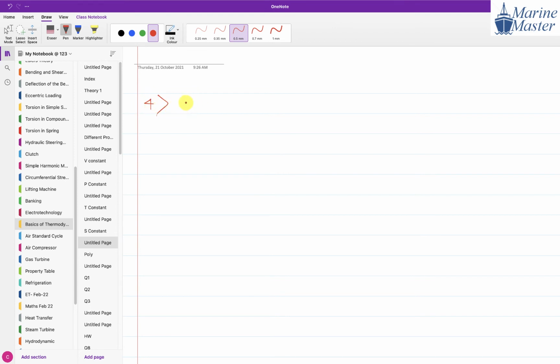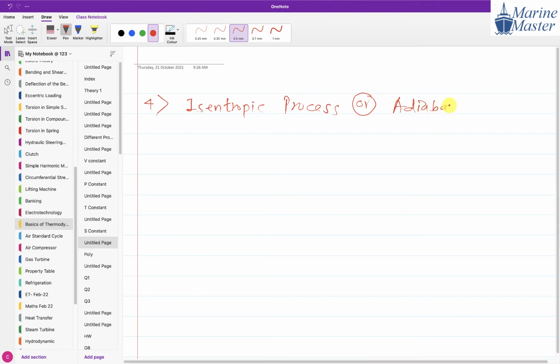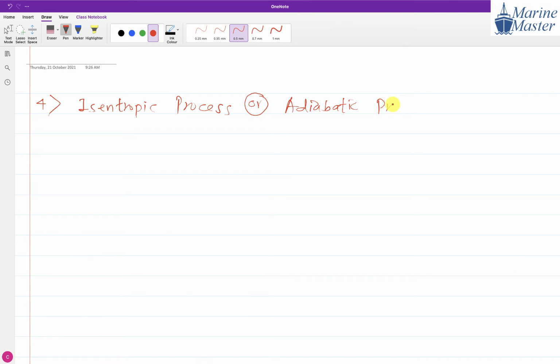Adiabatic, isentropic process. And in this chapter, adiabatic process is also isentropic. So give the heading: adiabatic process or isentropic process.